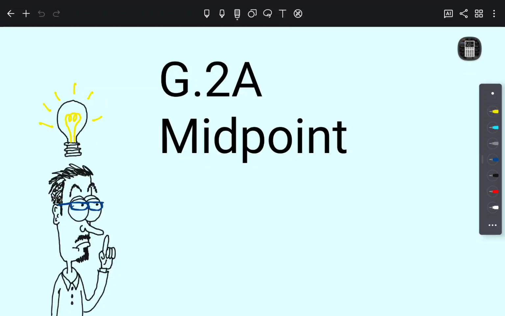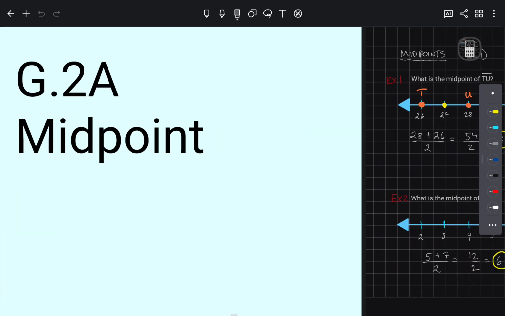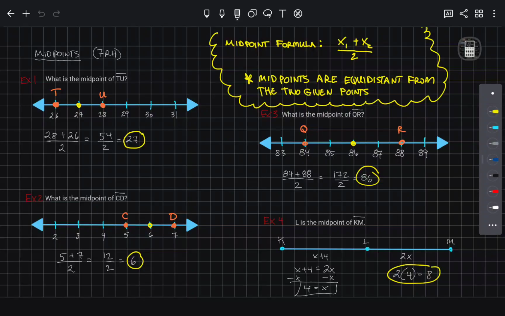Midpoint, a very basic, simple concept. You're given 2 points on one number line and you're trying to find what lies directly in the middle. There's a very simple way of doing that. That's taking those two numbers, adding them together, and then dividing by 2.